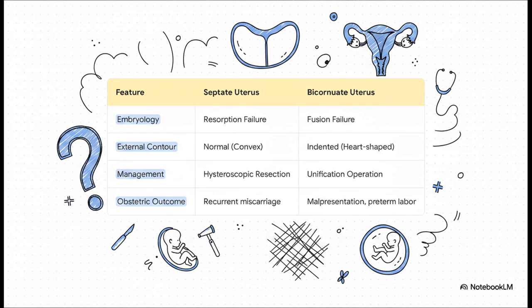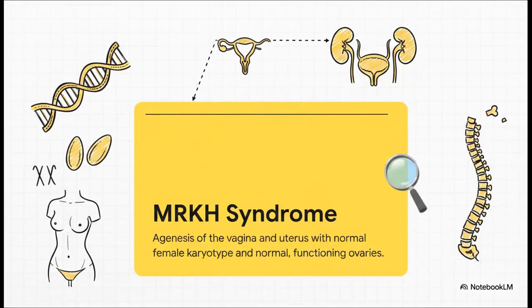This one difference changes everything about management. You can easily remove an internal septum with a hysteroscopy, which massively improves pregnancy outcomes. But fixing a bicornuate uterus is a big, open surgery that's hardly ever done. So what if the uterus is just gone? That brings us to MRKH syndrome.